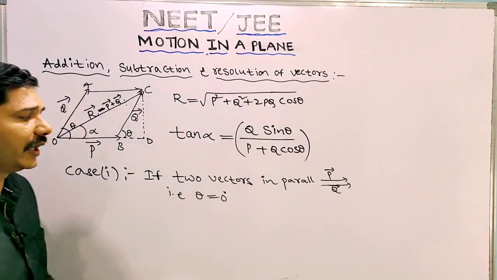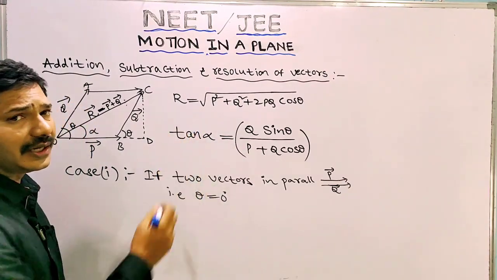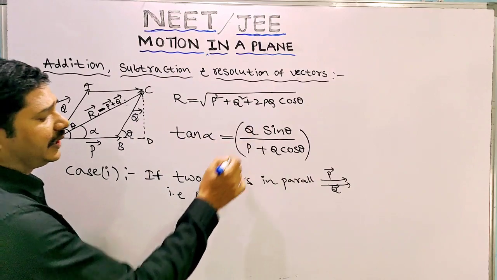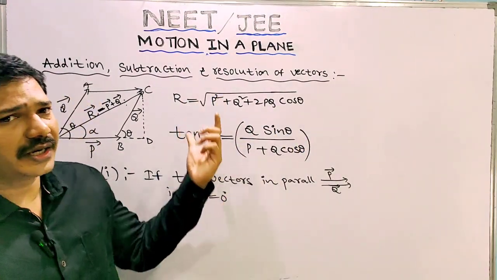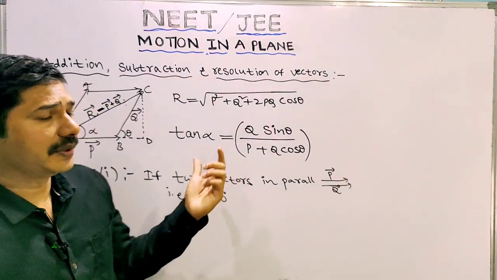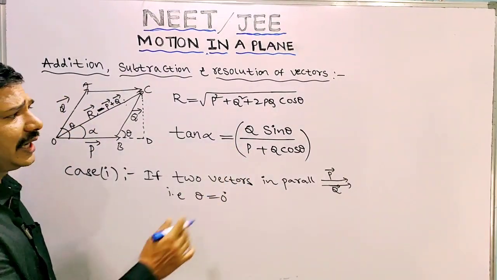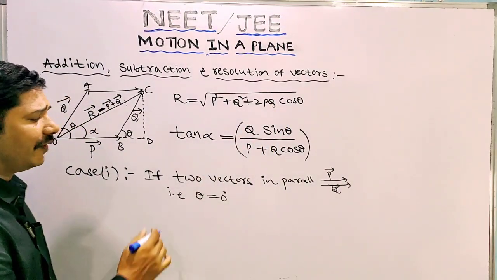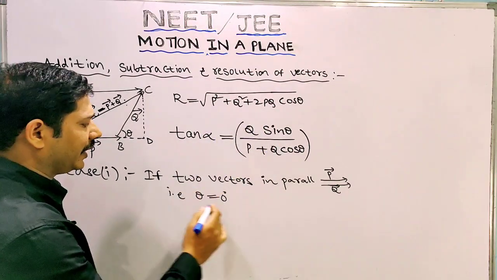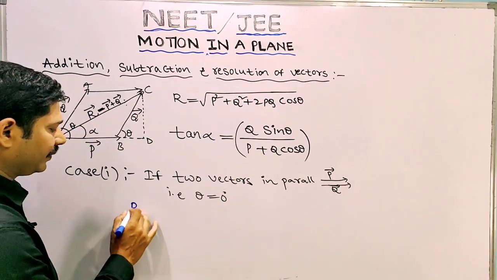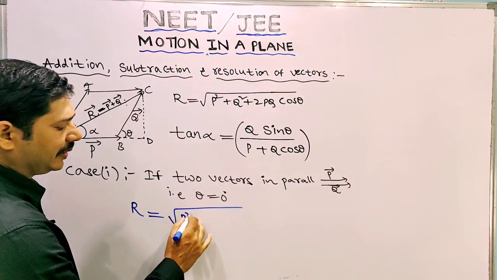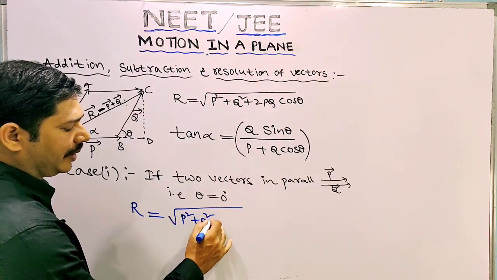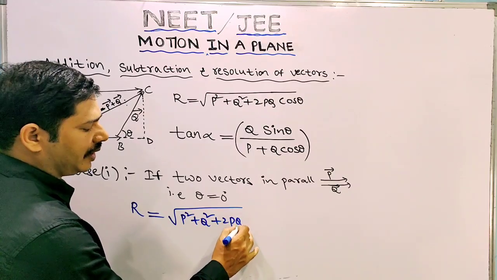We'll observe the resultant and direction. Here we substitute theta values as 0. These are the main formulas for resultant and direction. Substitute theta equal to 0. So what happens? R equal to, here I am substituting theta, under root P square plus Q square plus 2PQ cos 0.